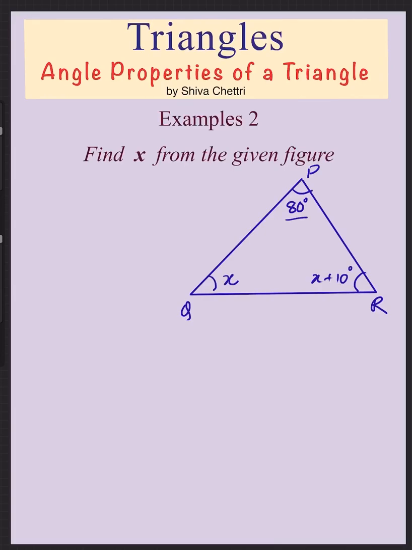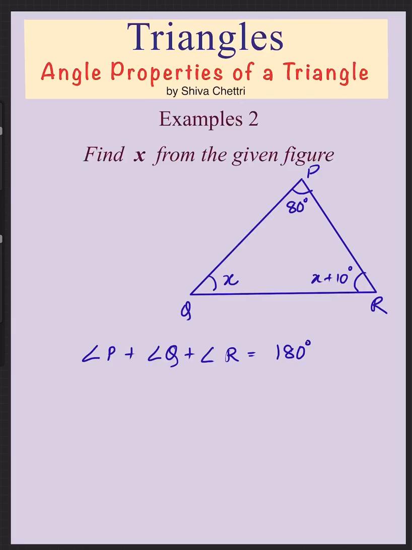So 80 is understood, that is the angle. But X plus 10 and X are unknown, that is not the exact value of the angle, right? So we need to find the value of X for now. With the same property, the angle sum property, the sum of the angles of a triangle is how much? 180 degrees. So angle P plus angle Q plus angle R gives you how much?